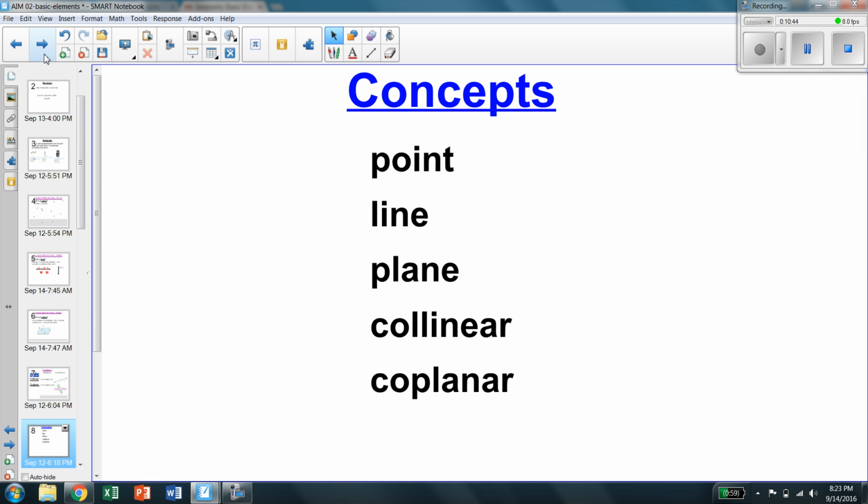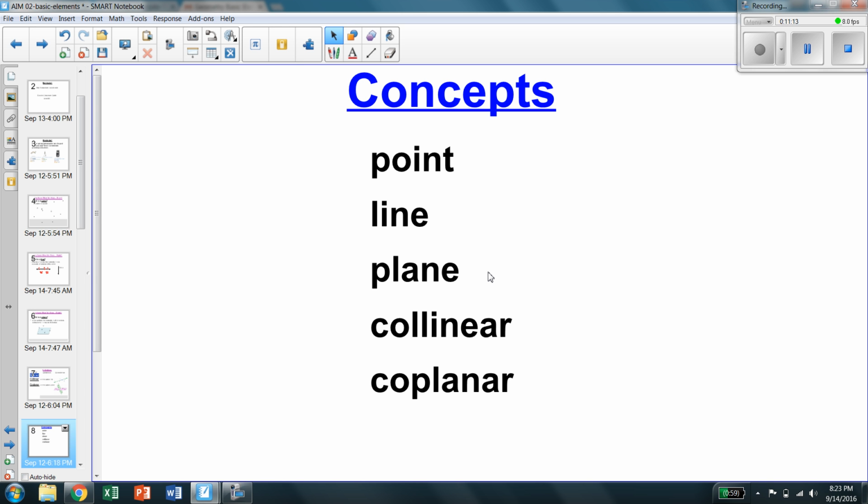Okay. So far we've talked about a point. Remember, a point's just a position in space. We use one capital letter to label it. A line is straight. It extends in opposite directions forever. We use two capital letter points to label a line, or we could use one lowercase, kind of scripty, cursive letter to label it.